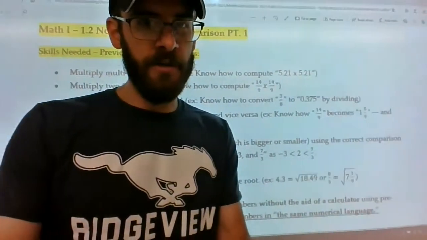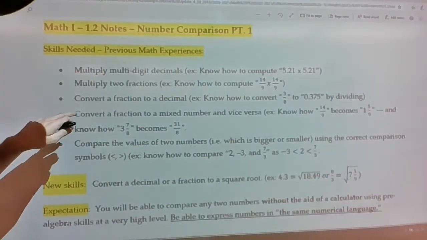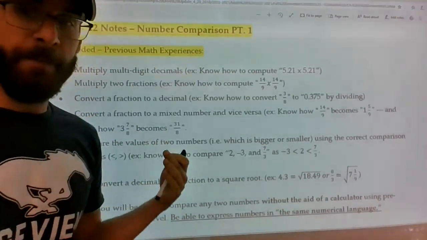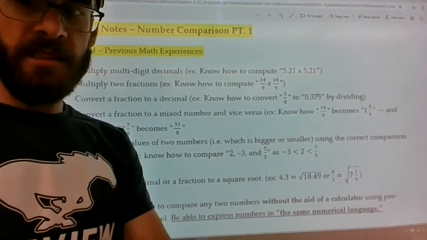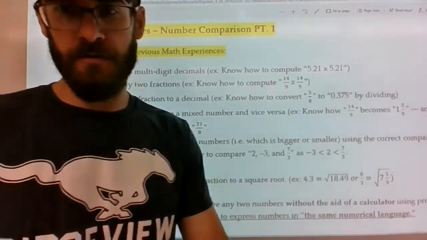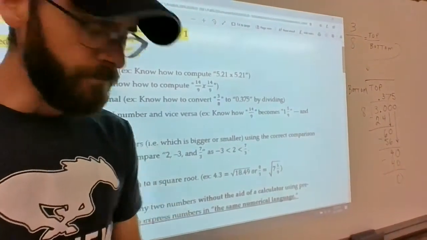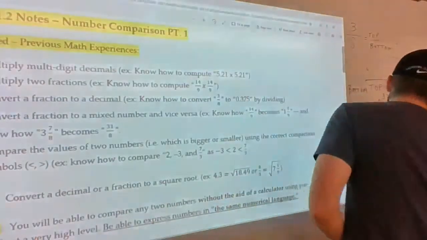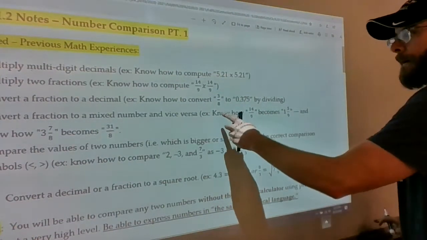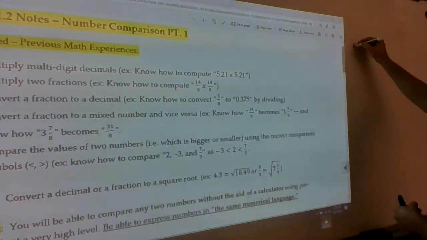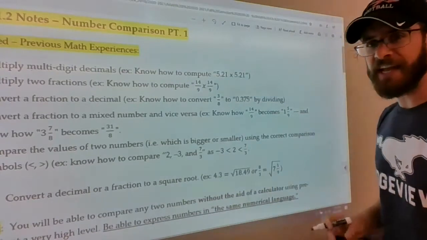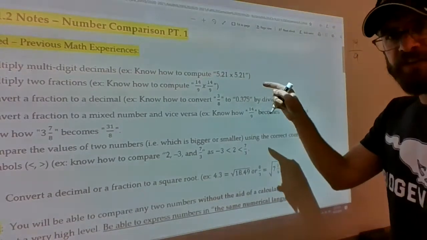All right, so we talked about converting a fraction to a decimal. Now, how do you make a fraction into a mixed number? Well, let's just talk about the easy one first. So how does 14 over 9 become 1 5/9? It's pretty straightforward. It's just saying, how many times does the bottom go into the top?